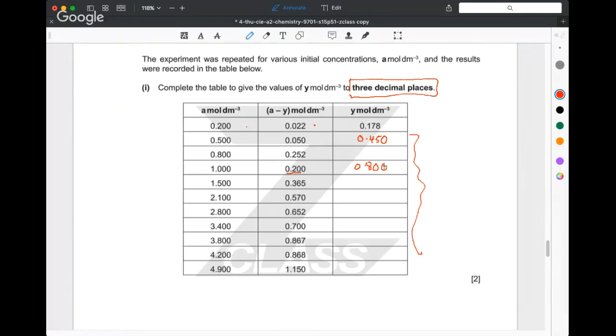And so the examiner was just saying that some students lost marks here, not because they couldn't work out the number when they put it in the calculator, but because they didn't do 3 decimal places. So make sure you do that.